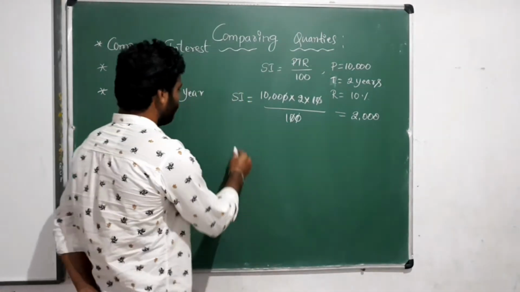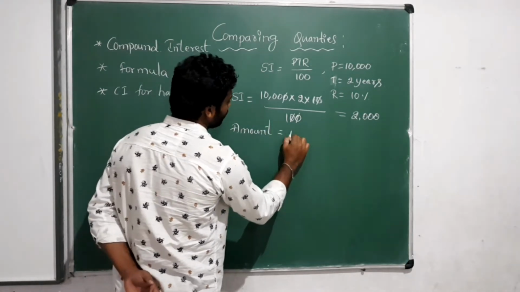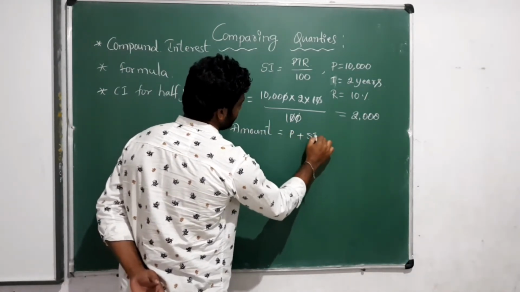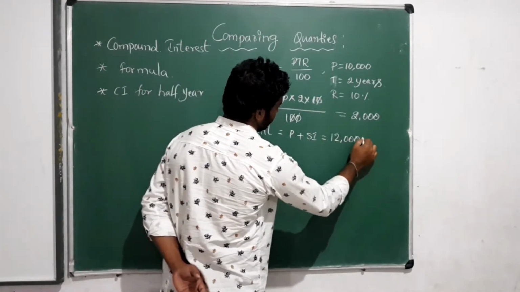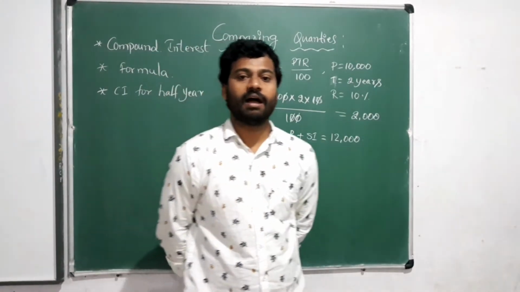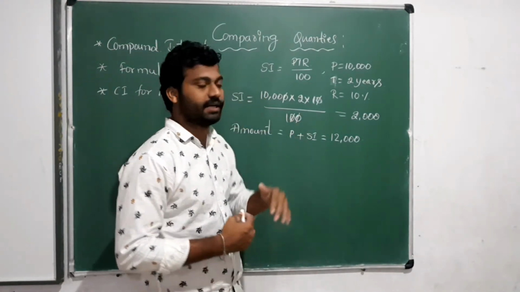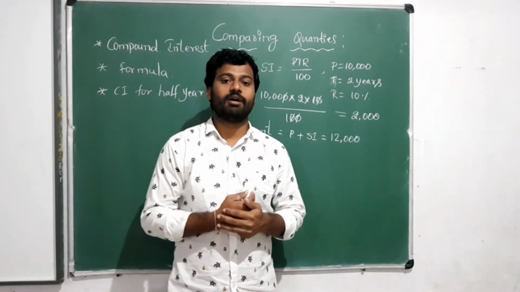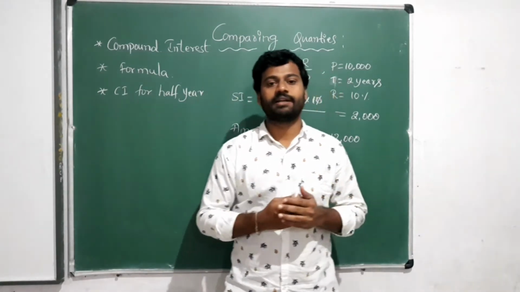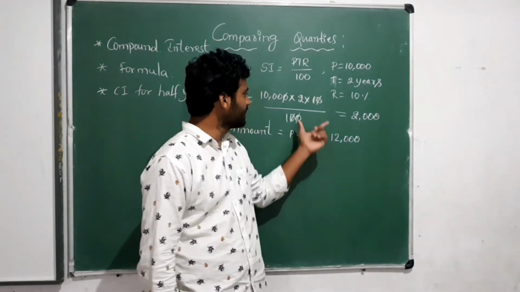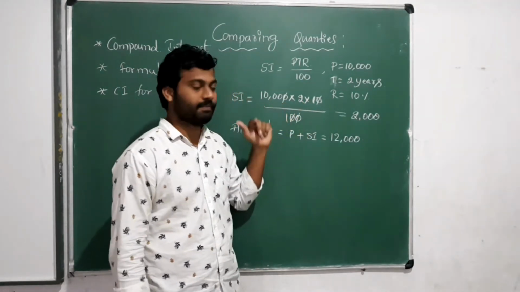So what is the total amount I am going to pay? Principal plus simple interest: 10,000 plus 2000 is 12,000. I have to pay after 2 years. This is by the simple interest. If it is by compound interest, how do we find it? See, what is the difference between compound interest and simple interest? In the simple interest, I directly find it for the 2 years. For the 2 years, the principal is the same, 10,000.